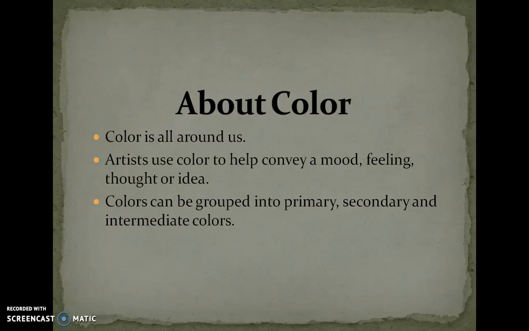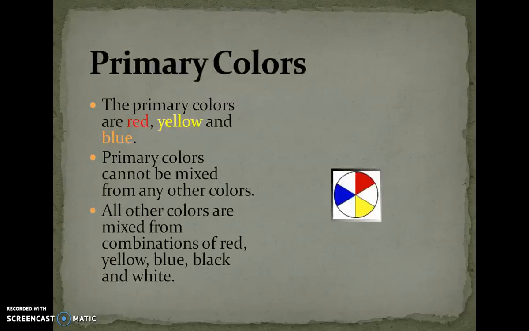Now we will discuss primary colors. What is a primary color? Let's see. There are three primary colors: red, yellow, and blue. The primary colors are red, yellow, and blue. Primary colors cannot be mixed from any other colors. All other colors are mixed from combinations of red, yellow, blue, black, and white.